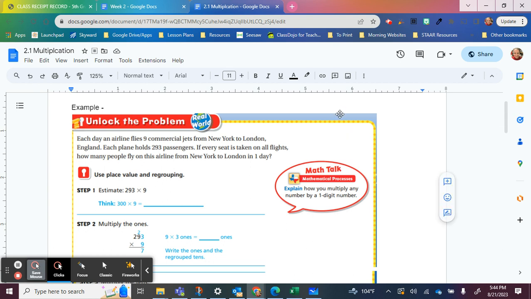So, this first problem says each day an airline flies 9 commercial jets from New York to London, England. Each plane holds 293 passengers. If every seat is taken on all flights, how many people fly on this airline from New York to London in one day? And so, let's see.